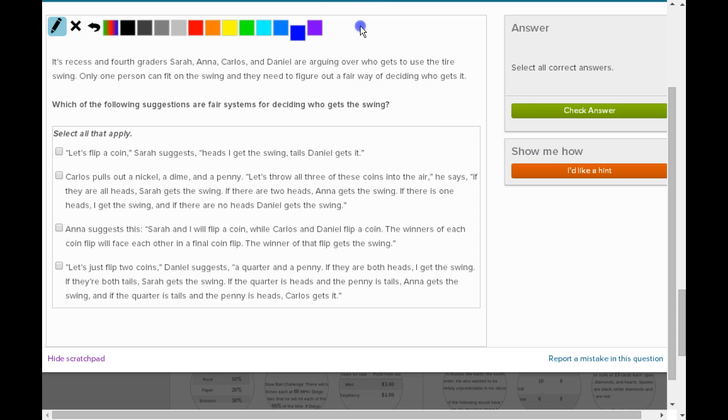So maybe what I do is just draw. Let's see if I can draw somewhere. Boy, there's not a lot of drawing room here. Right here above here, I'm going to write: this is Carlos, and this one here will be Daniel, and this one will be Sarah, and that one will be Anna.